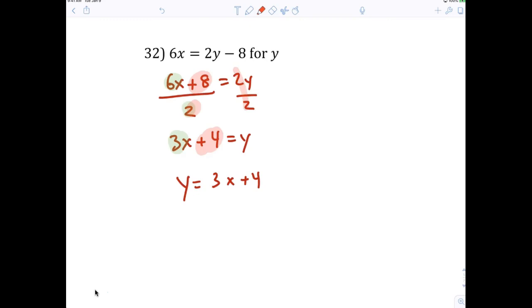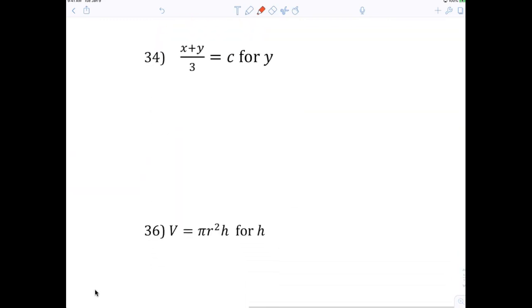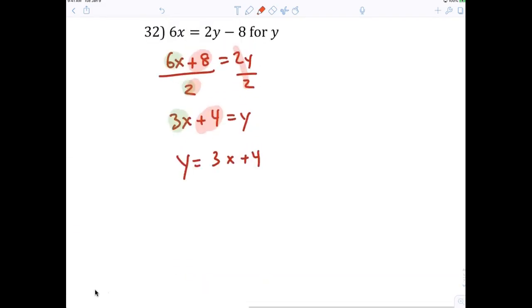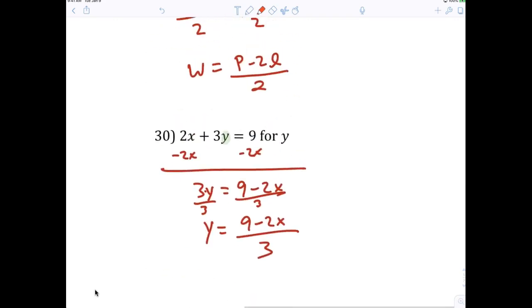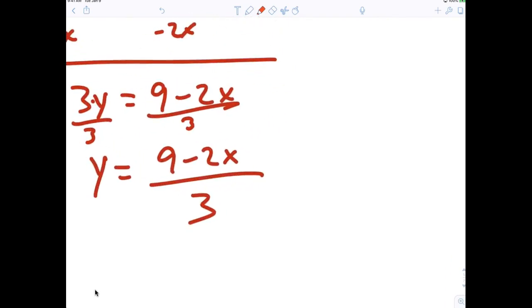Take a look at 34. What do I do with 34? Why do you divide 2 by 2? Because that's 1. We want to isolate y. We want to make it 1y. Go. Good job. I was hoping you would ask me that. You can divide 9 by 3, but can you divide 2 by 3? Oh. So you leave it alone. That's right. Very good.